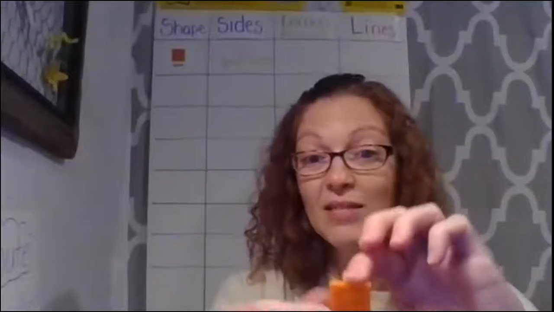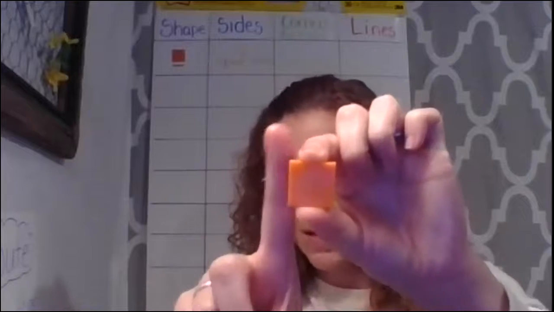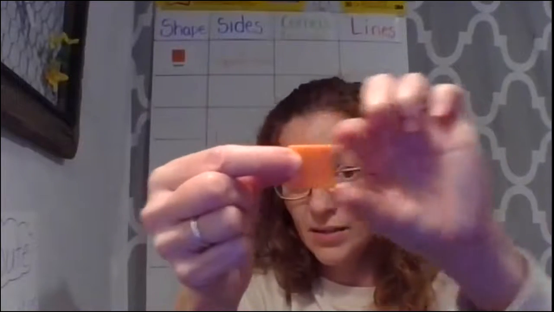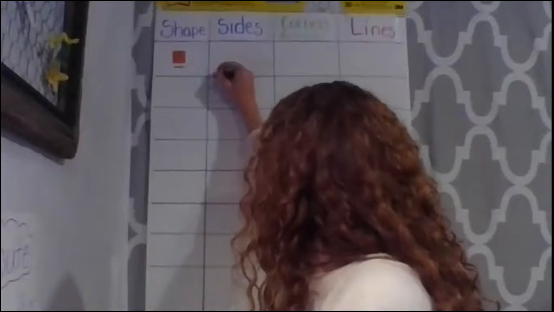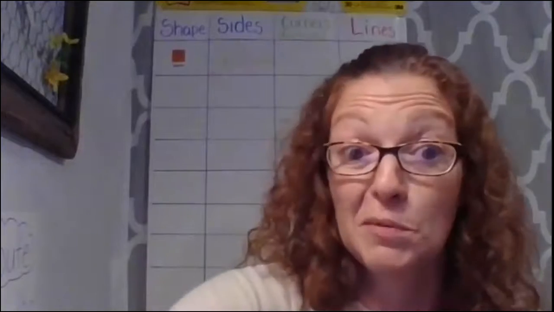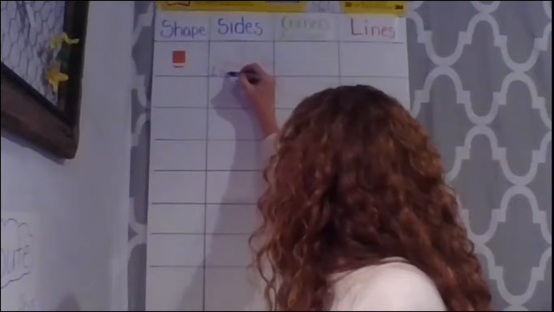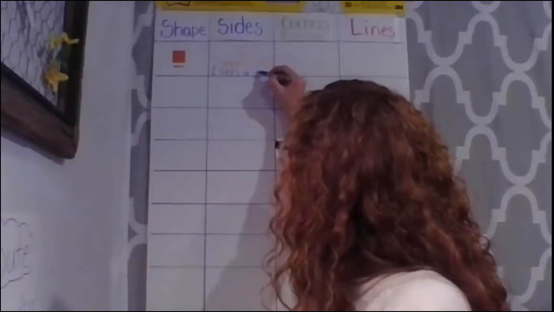So this square has one set of parallel lines right here, parallel sides. If they keep going up and up and up, they will never touch. And then it has another set right here. So this has 2 sets of parallel lines, right? 2 sets of parallel lines. All right, switch markers. There we go. 2 sets of parallel lines.